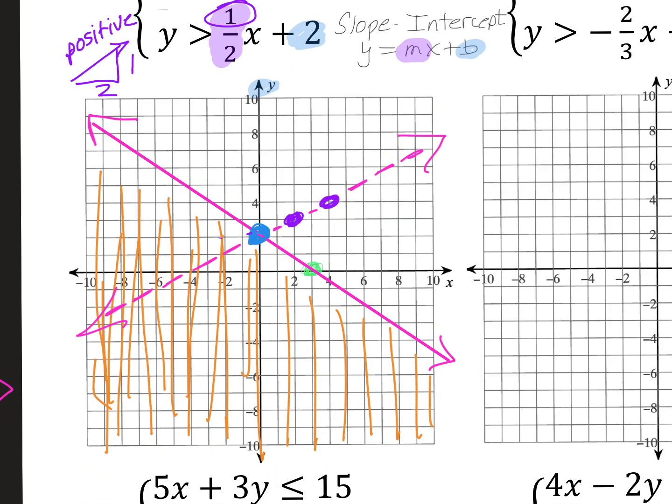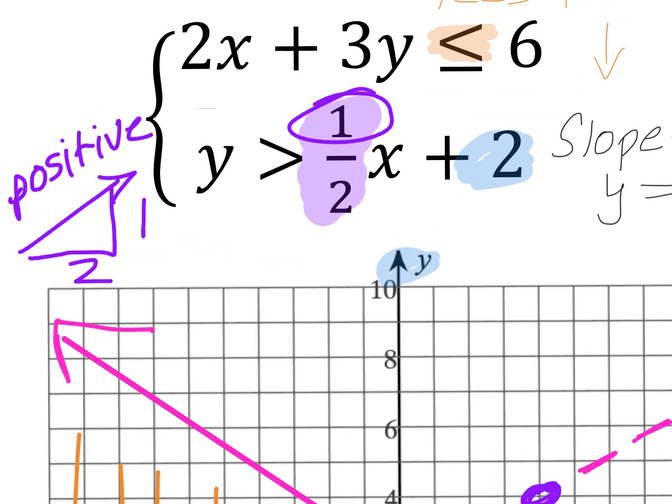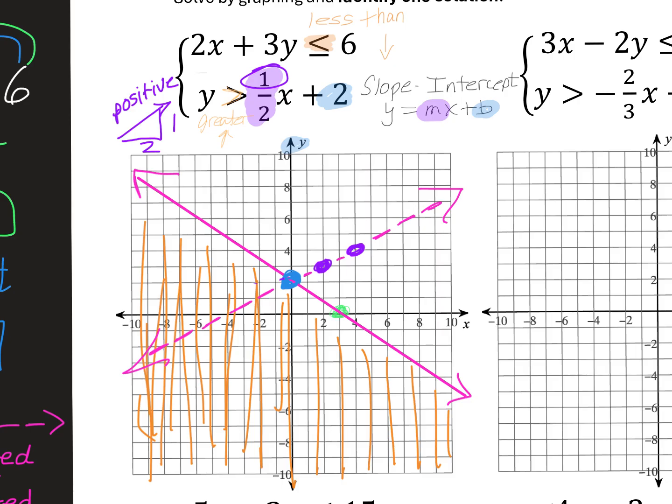And now I need to decide whether I'm going to shade above or below the line. And if I look at my inequality symbol, you see that this symbol is a greater than. Greater than is up. We think of greater as up, so that means I'm going to shade above the line. And so I'm going to shade above that dotted line, so right here.